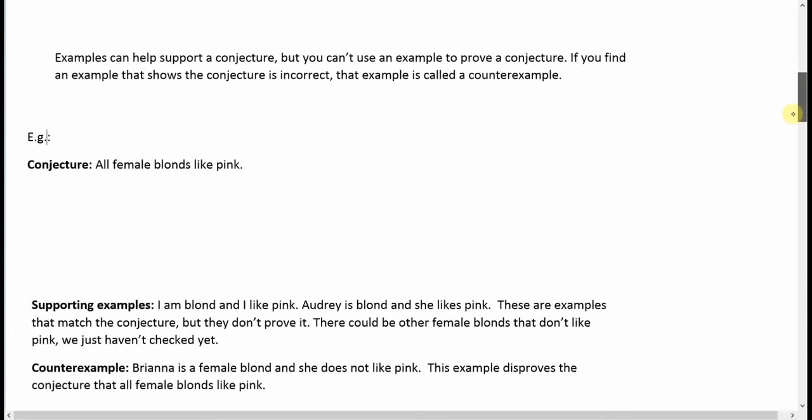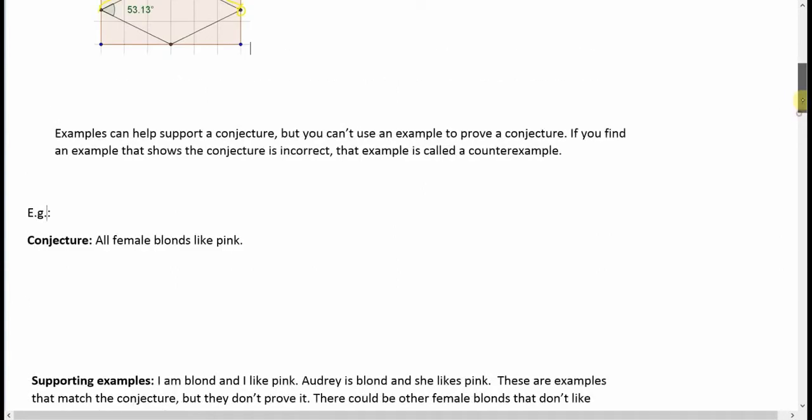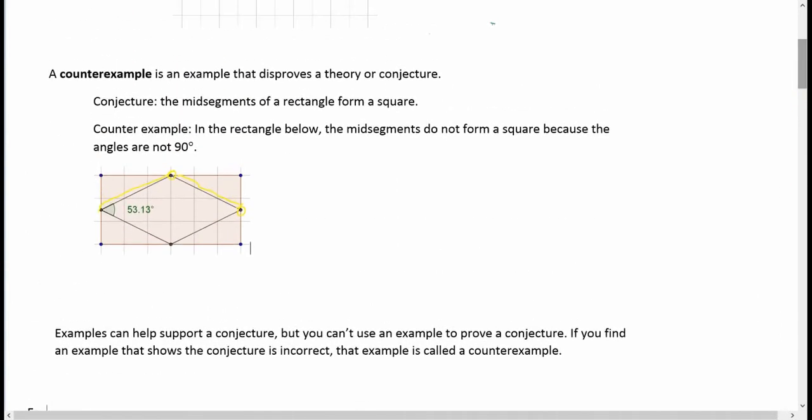So an example could help to support a conjecture. So if I thought that this was true, midsegments of a rectangle form a square, I could start making some exact drawings on grid paper and try to come up with some examples of rectangles where the midsegments form squares. And if I was able to make drawings where the midsegments were squares, then that would be supporting the conjecture. It wouldn't be a proof. A proof would have to show that it's always true for every rectangle in the whole wide world.